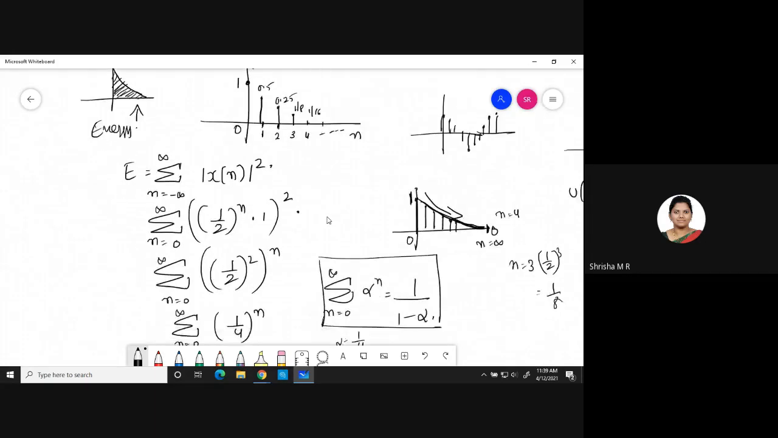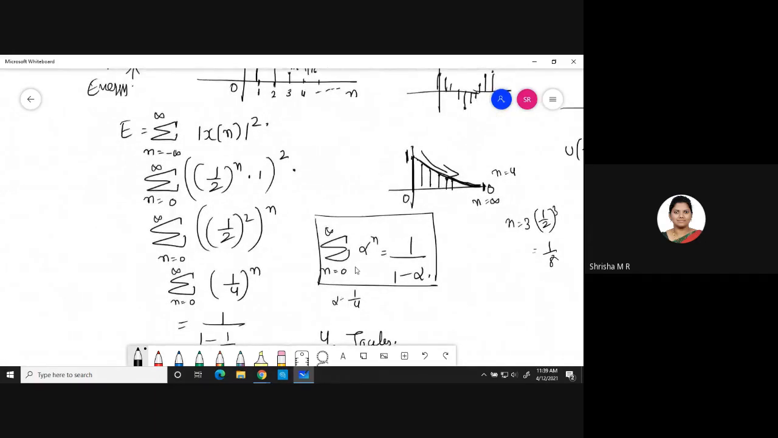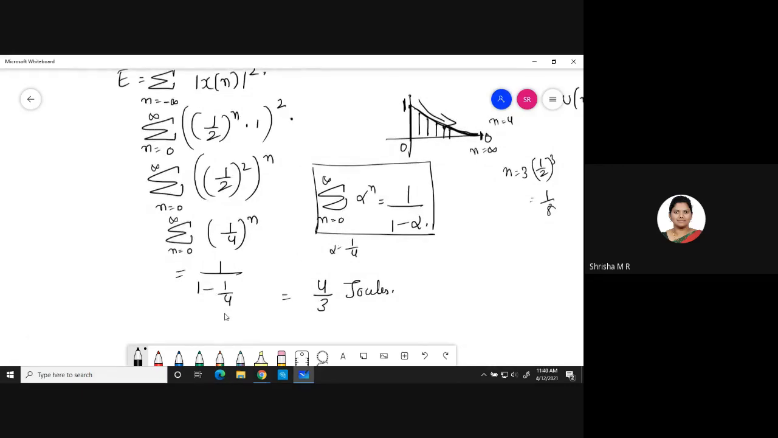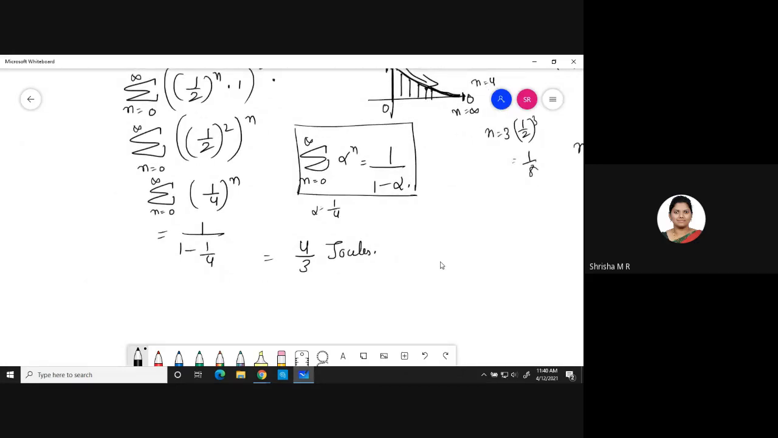So I can rewrite this to get it in geometric progression form. This is the equation for GP: summation of n equal to 0 to infinity of alpha to the power of n is 1 by 1 minus alpha. My alpha is 1 by 4, so I get 1 by 1 minus 1 by 4, which is nothing but 4 by 3 joules. Clear? Clear, everyone? Yes, ma'am.